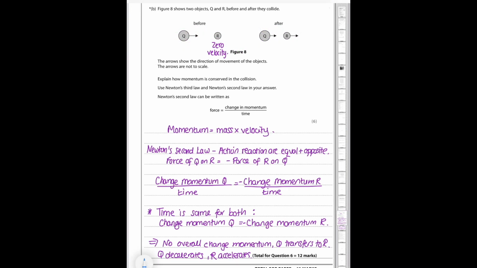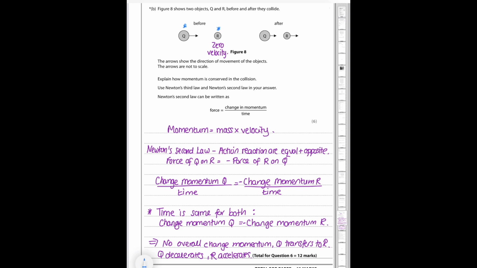In this question, we're shown figure 8, which shows two objects, Q and R. So we've got Q and we've got R, before and after they collide. So before the collision, R is stationary. There's no force arrow on it. It's not moving. So it has zero velocity. So the only momentum is due to Q. But after the collision, Q and R are both moving.